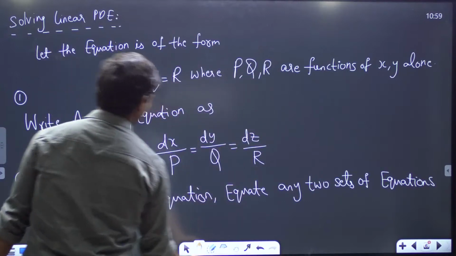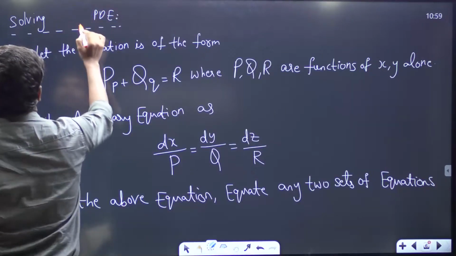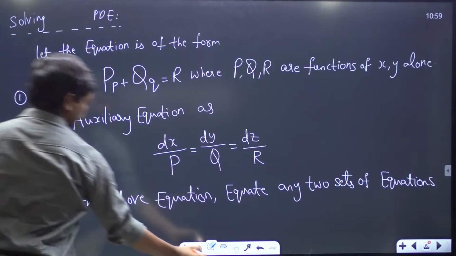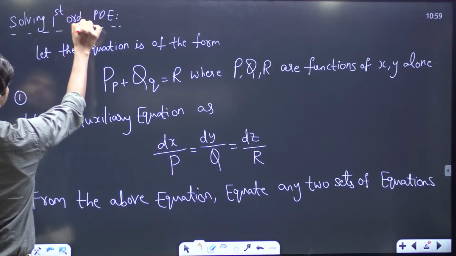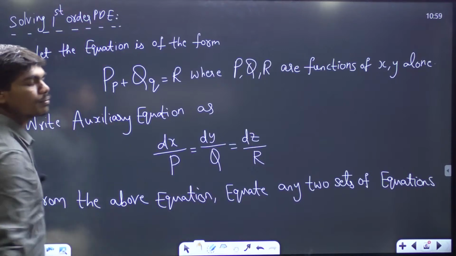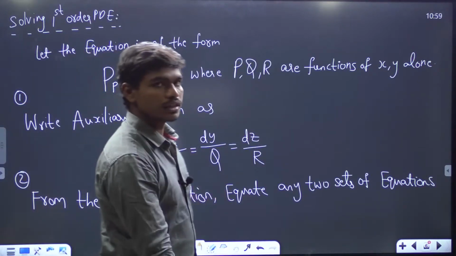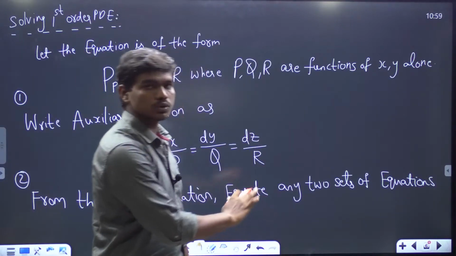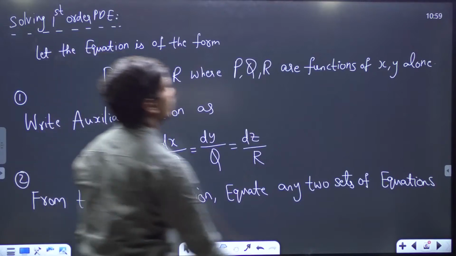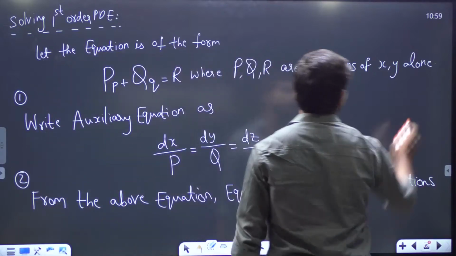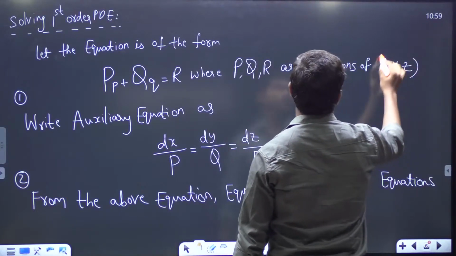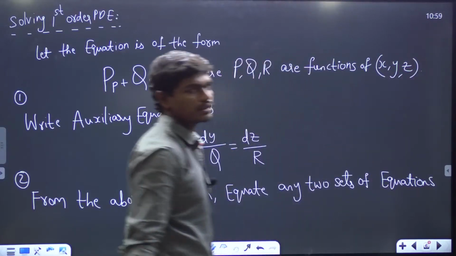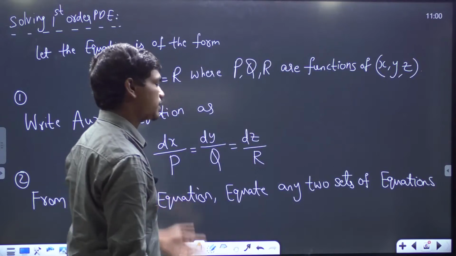So in general, I would like to write solving first order PDEs. Since I'm writing first order, since we are involving only P and Q, because this method can be generally extended for 3 variables as well, since it holds good for 2 variables. So you can always write x comma y comma z as well here. It need not be linear generally to use this methodology.